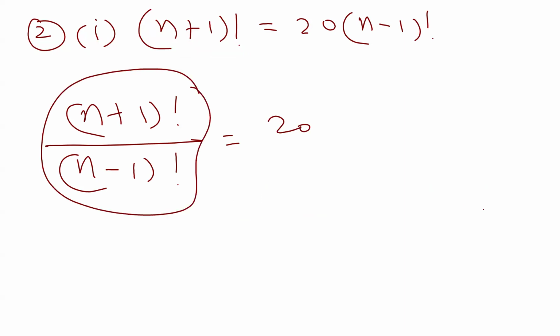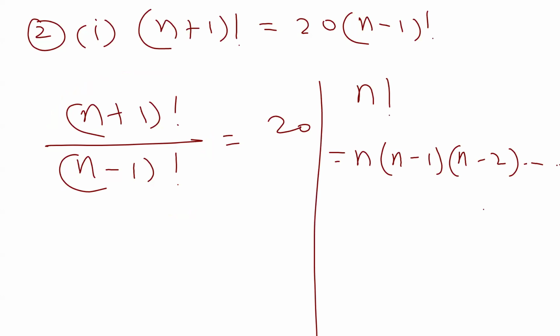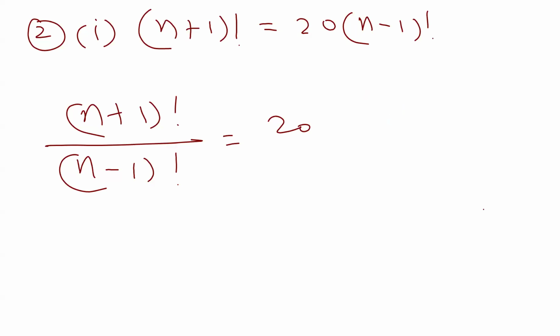The bigger term over here is n plus 1. How to identify? By putting a sample value of n. Let's put n as 10. So 10 plus 1 will be 11 in the numerator and 10 minus 1 will be 9 in the denominator. So n plus 1 definitely is the bigger term. Now n factorial is n, n minus 1, n minus 2, and so on. This we have already done in class.